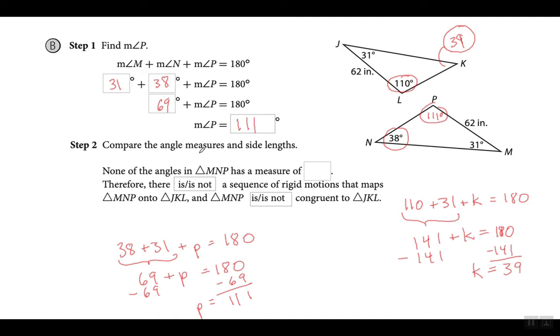Now it says compare the angle measures and side lengths. Comparar las medidas de los ángulos y la medida, el largo de los lados. None of the angles in triangle M has a measure of 111. I'm pretty sure that's what they want me to put. M and P. No, my bad.